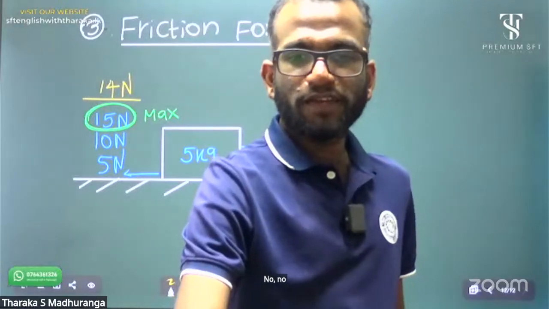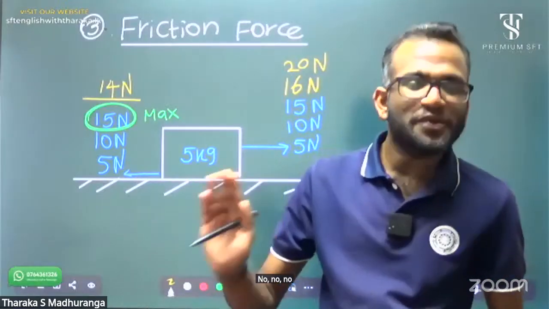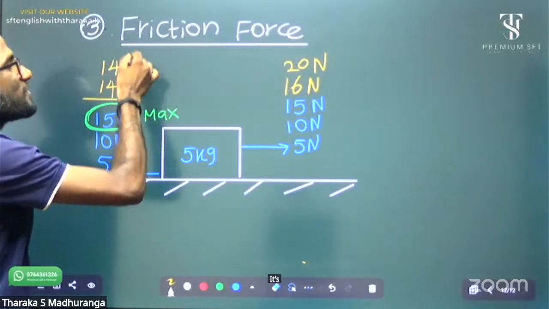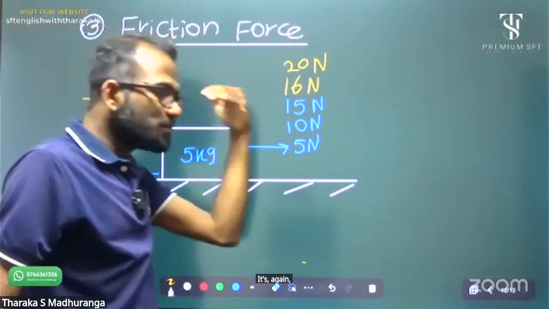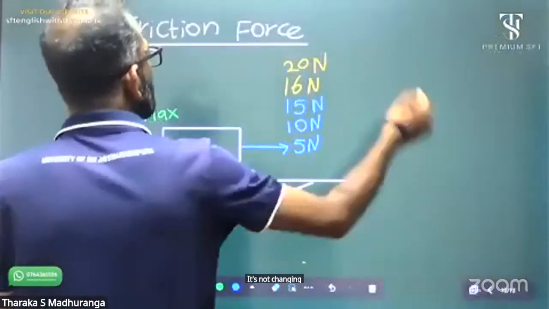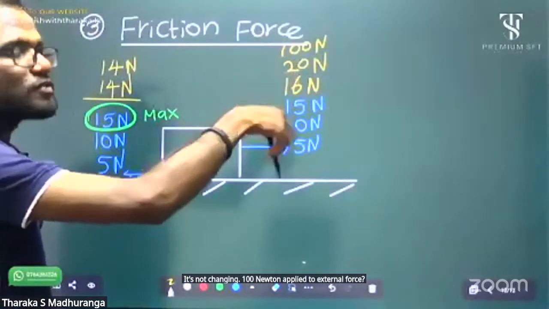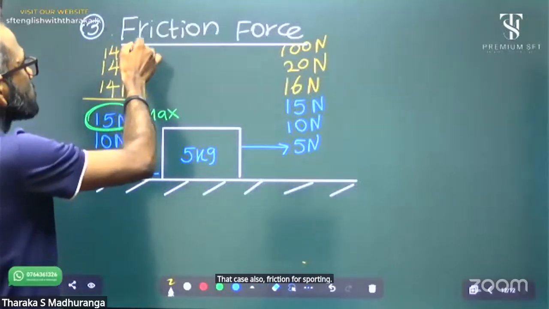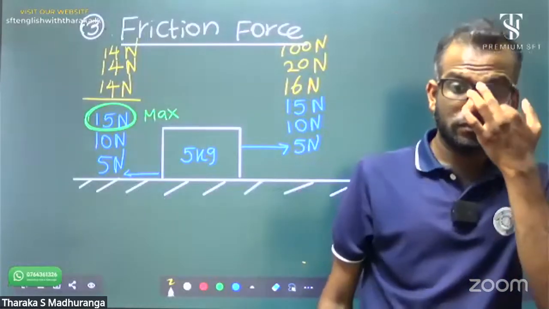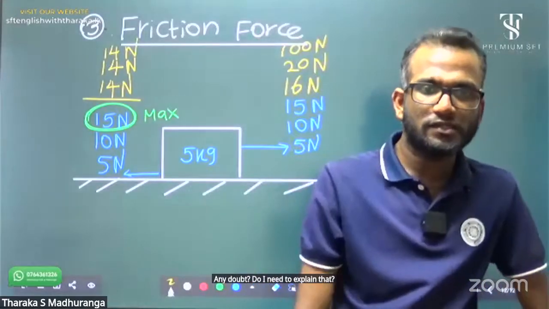No, how do you get 10? No. Again, no change. It's a constant value. While the object is moving, the friction is constant. There is no change. Even if 100 Newton is applied as external force, in that case also the friction force is 14 Newton. I got it. Any doubt? Do I need to explain that?